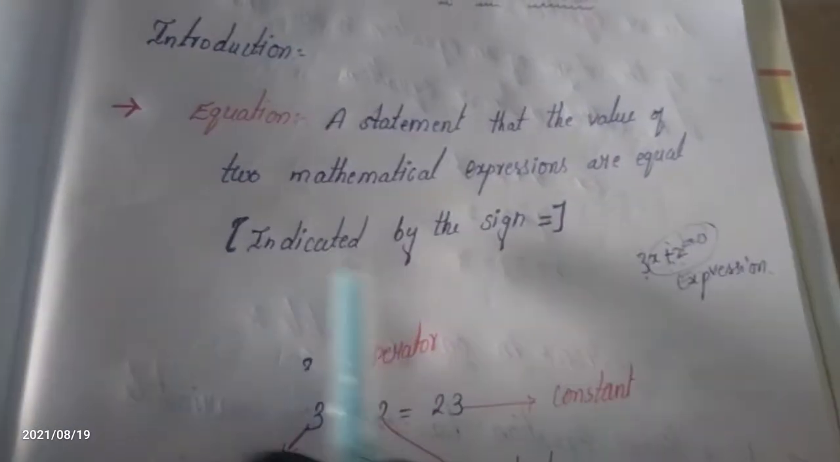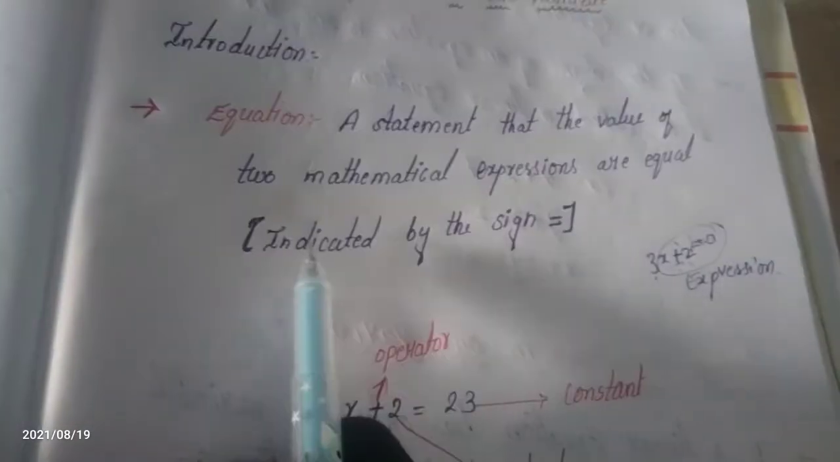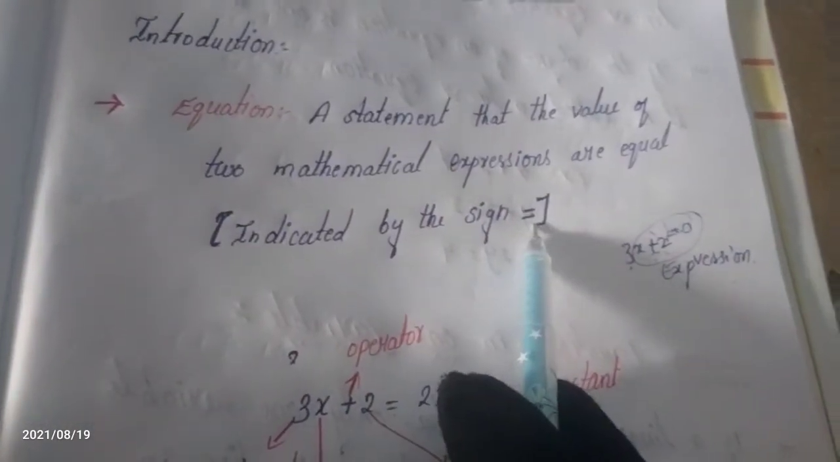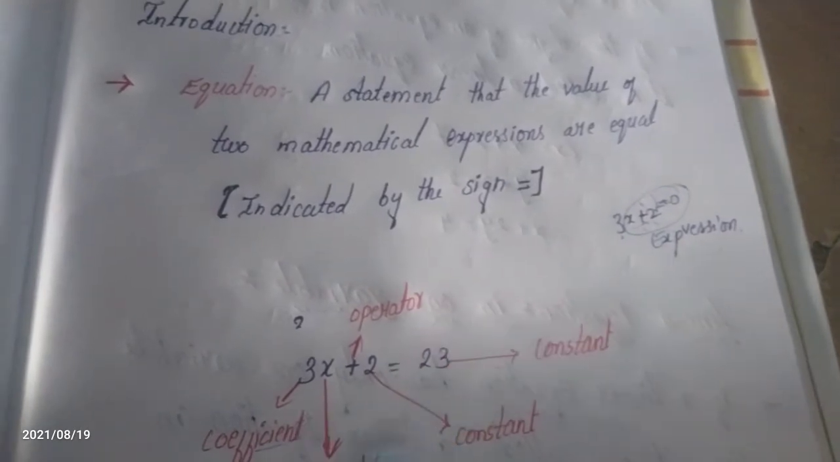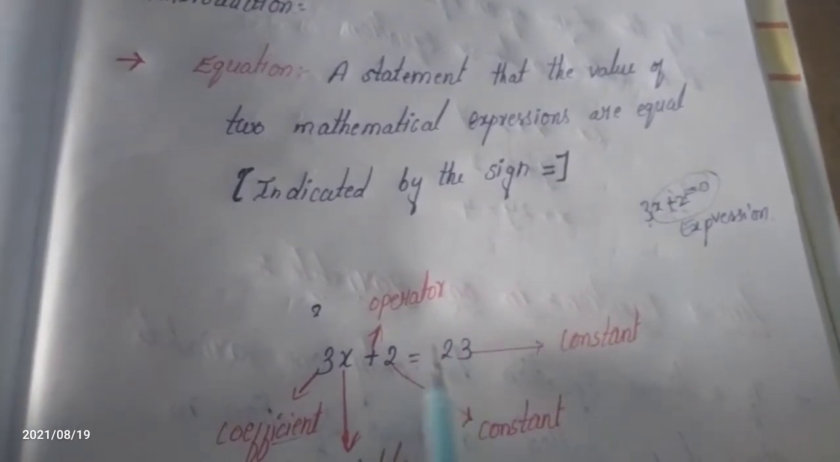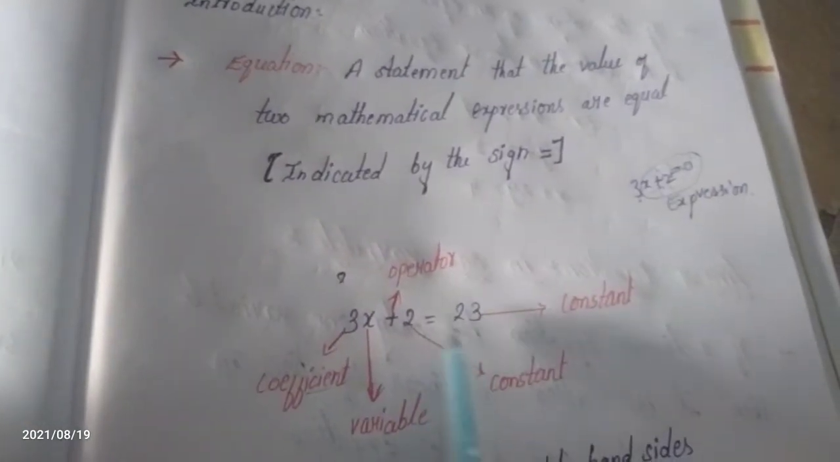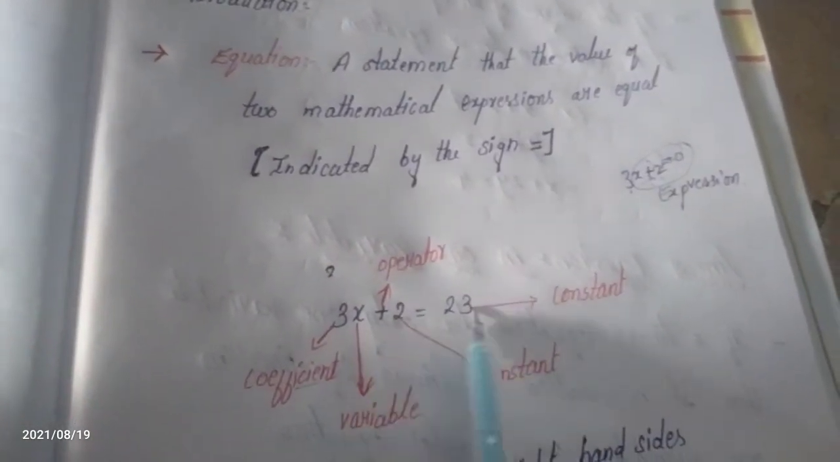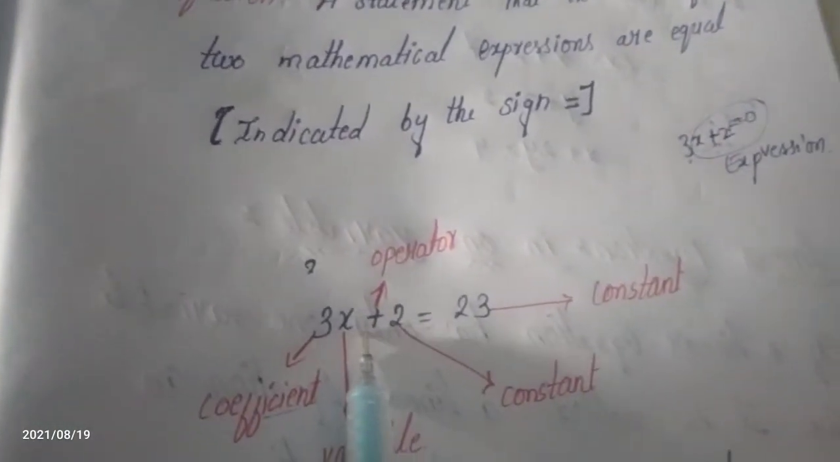An equation is indicated by the equals to sign. If you have an equals to sign anywhere, that expression is an equation. I hope you understand the equation. An equation is nothing but the statement that the values of two mathematical expressions are equal. Each time you have to know about the equation.